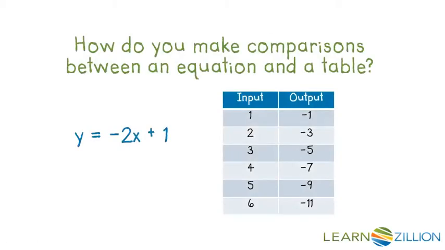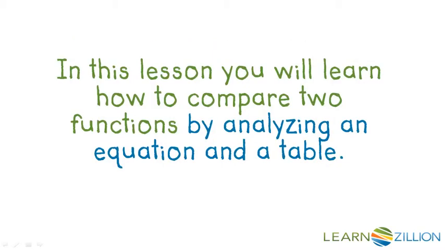How do you make comparisons between an equation and a table? For instance, y equals negative 2x plus 1 and the corresponding table at the right. In this lesson, you will learn how to compare two functions by analyzing an equation and a table. So the equation of one and the table of the other.